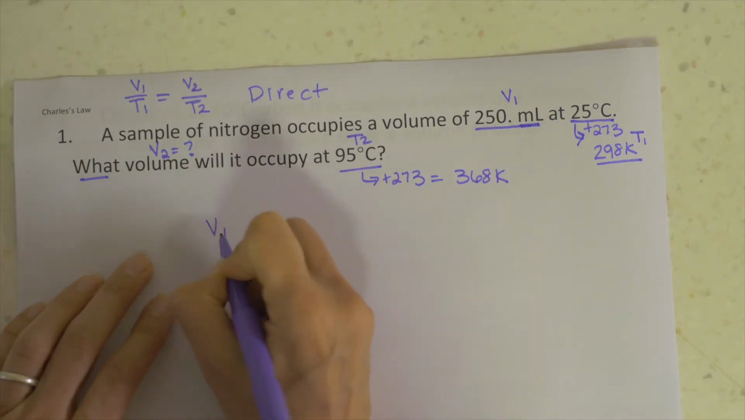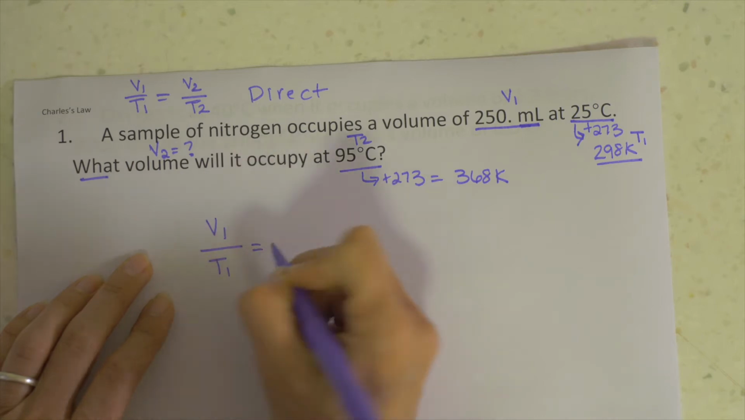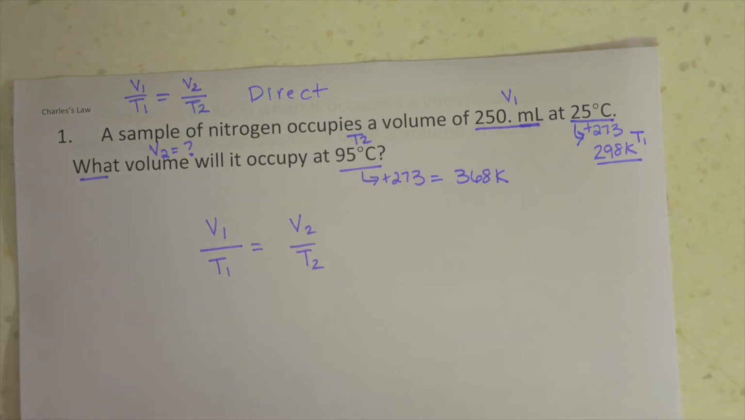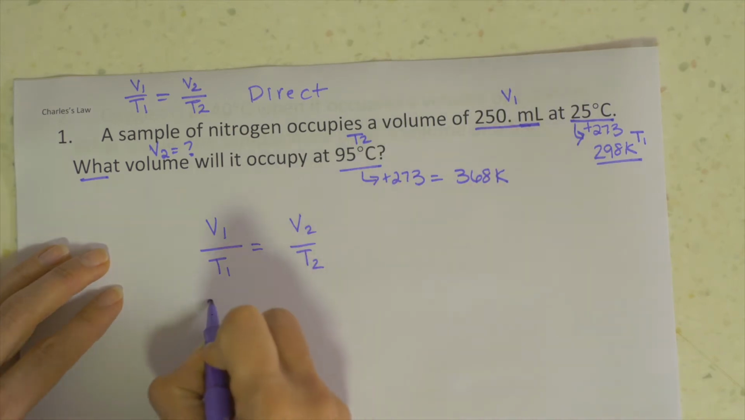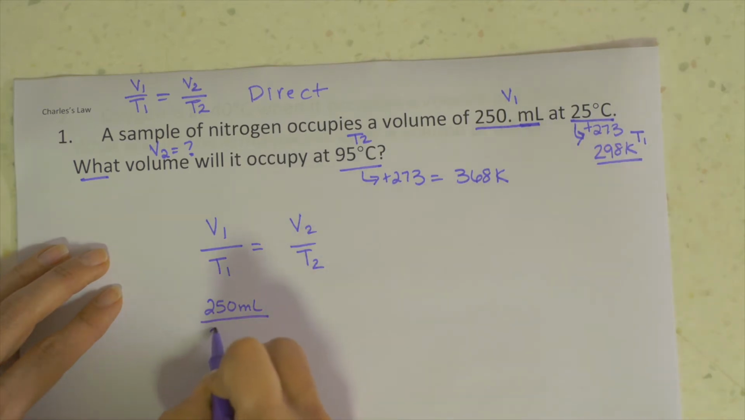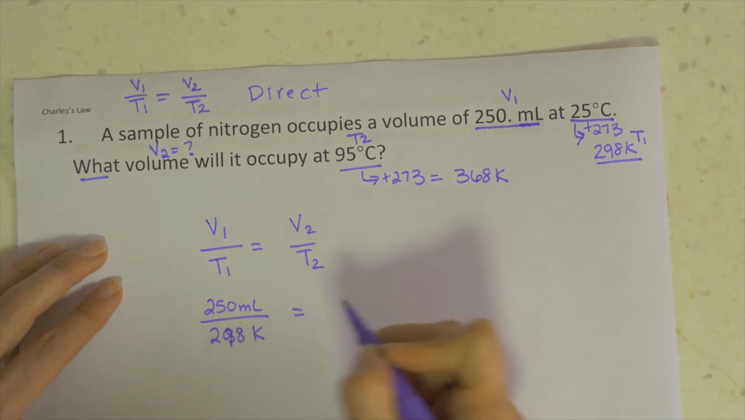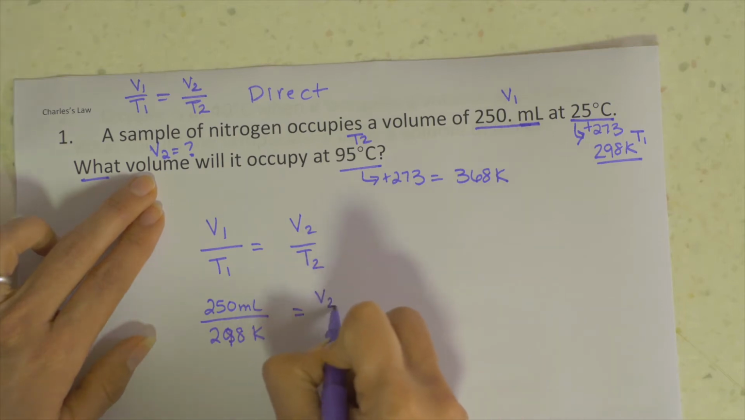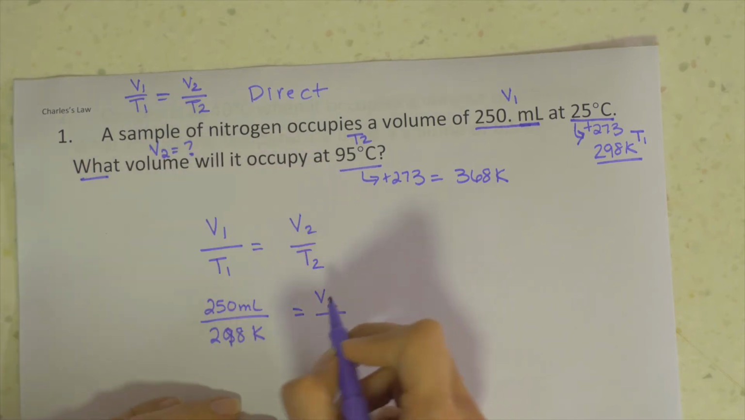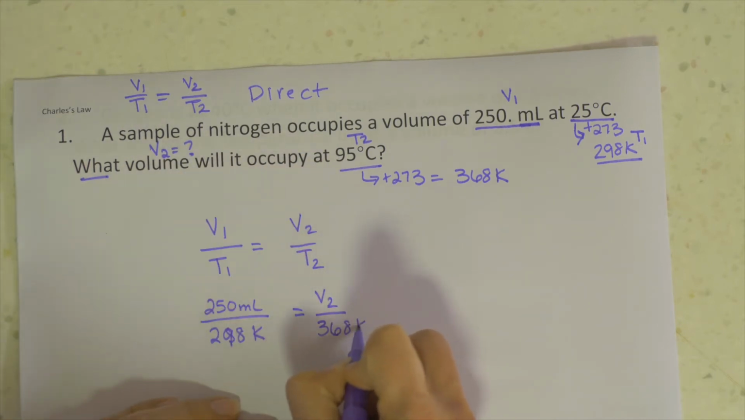Okay, and now I can take all of those pieces and plug them into my equation. V1 over T1 equals V2 over T2 is my formula. So what's my V1? 250 milliliters. My T1, by adding 273 to that 25, is 298 Kelvin. V2 is my unknown. It's what the question was asking me. What volume will it occupy at 95? So here's my T2, which is 368 Kelvin.